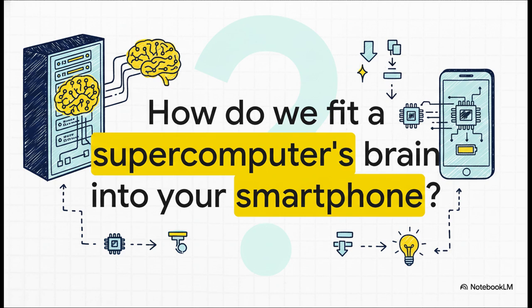I mean, think about it. The AI models that do all this magic are absolutely massive. They're trained in these giant data centers on legit supercomputers. So how in the world do we take all that brain power and squeeze it onto the tiny battery-sipping chip inside our phones, or our cars, or our smart speakers?